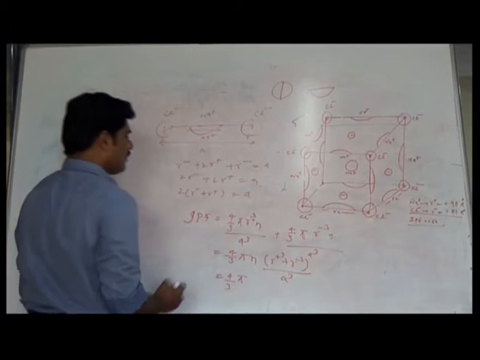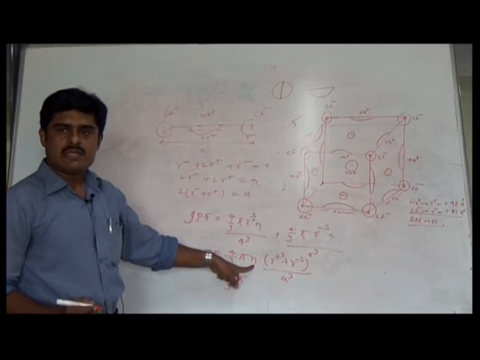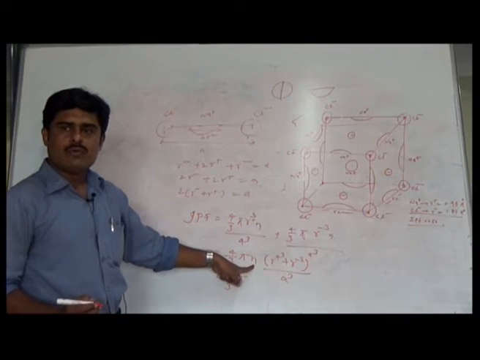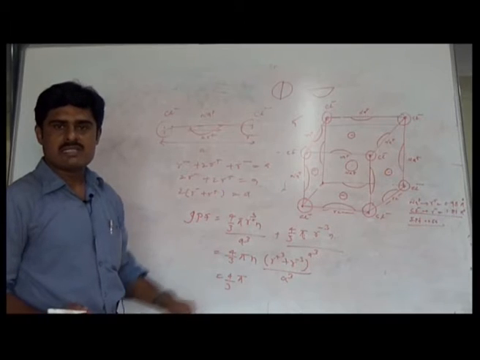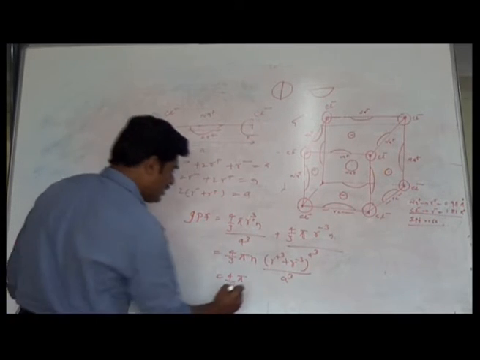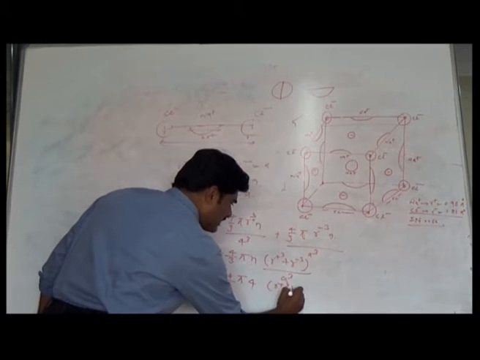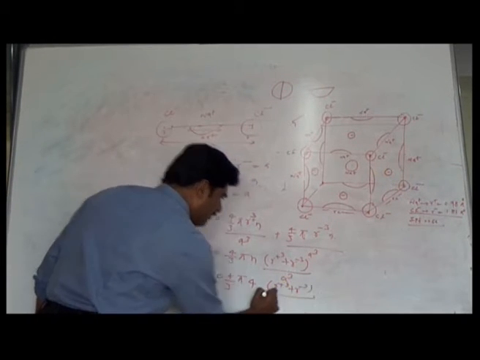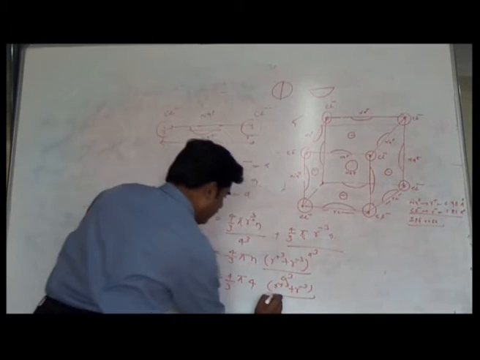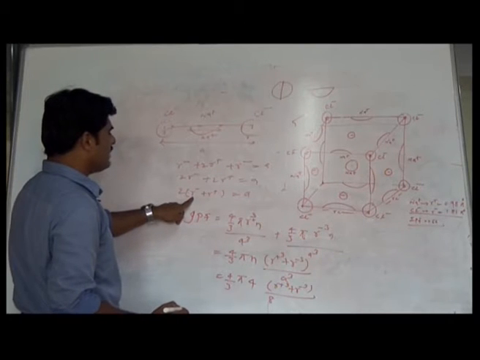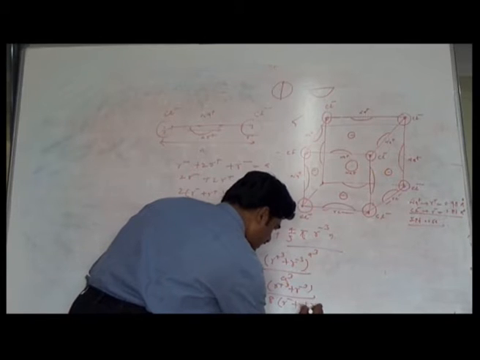What is A? I am substituting the value of A over here, so it will be 4 by 3 pi. Now N is nothing but the number of molecules. I do not call it 4 plus 4 as 8, but I need to substitute this as 4 molecules per unit cell for the sodium chloride structure. So it is 4 into R plus cube plus R minus cube, divided by the value of A cubed, so it is 2 cubed, that is 8, times R minus plus R plus cubed.